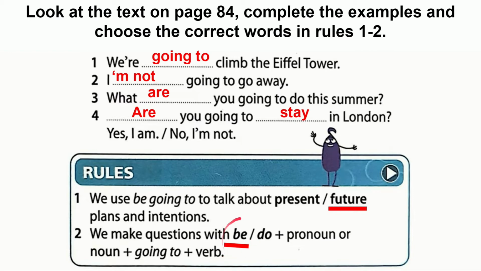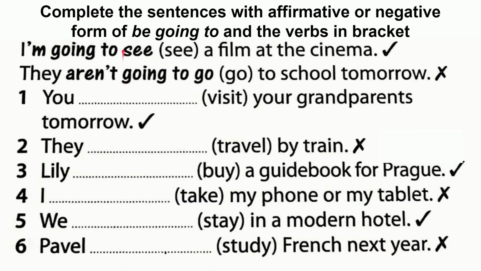Let me give you one example. Are you going to travel? Okay, questions. Complete the sentences with affirmative or negative form of be going to and the verbs in brackets. Okay, I'm going to see a film at the cinema. This one is yes, you are going to do it. If you are not going to do it, with a cross, they aren't going to go to school tomorrow. You understand? If there is a tick, it is yes, you are going to do it. If there's a cross, you are not going to do it.